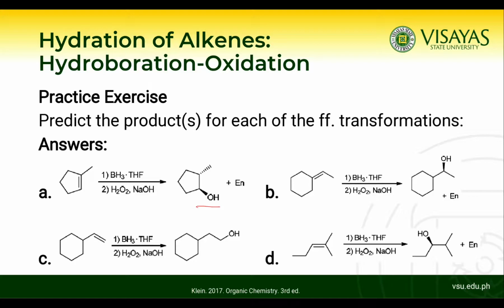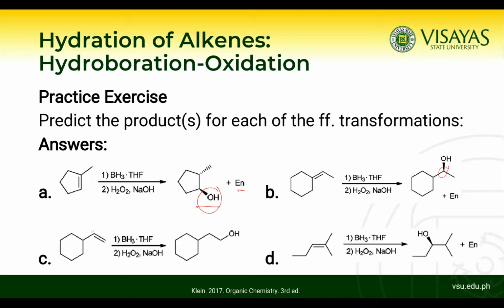Okay, in letter B, do we have a chiral center formed? This one here is a chiral center. So, we have to show the OH on a wedge or on a broken line. En here stands for enantiomer. So, the OH and hydrogen can both be on broken lines, so that is what En means.